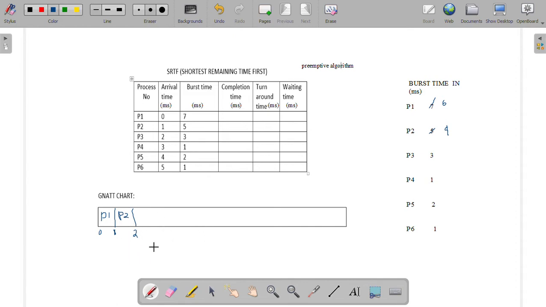After that, we have to check which processes have come at 2 milliseconds. At 2 milliseconds, processes P1, P2, and P3 have come. Among P1, P2, and P3, which has the least burst time? P3 has the least burst time, so P3 will be scheduled from 2 to 3 milliseconds. Now P3 has a burst time of 2 milliseconds.